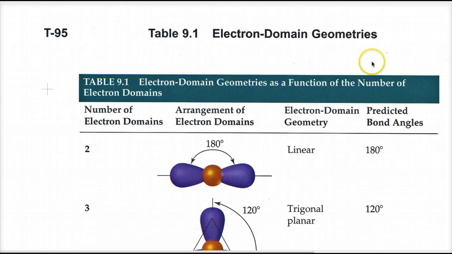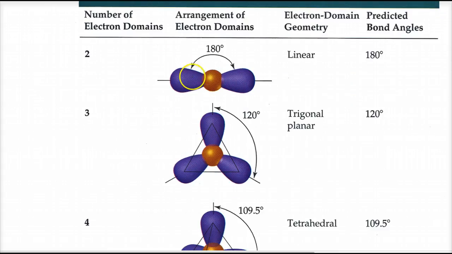Looking at our textbook tables, which are in textbook chapter 9, or you can just go from your website. I've scanned these for your viewing pleasure. We can see that we have a couple of different shapes. When we have two electron domains, we have two electrons in each orbital, and this is sp hybridization, always 180.